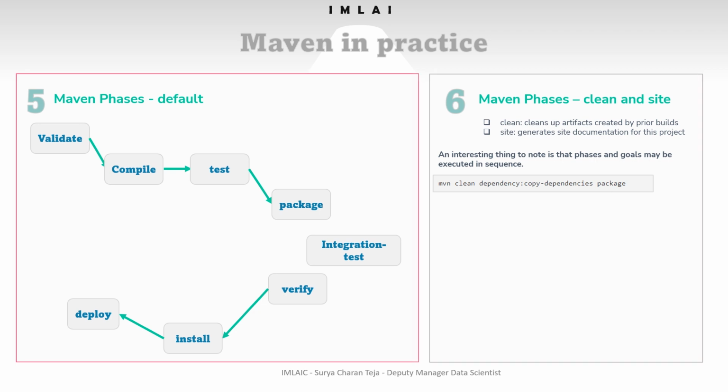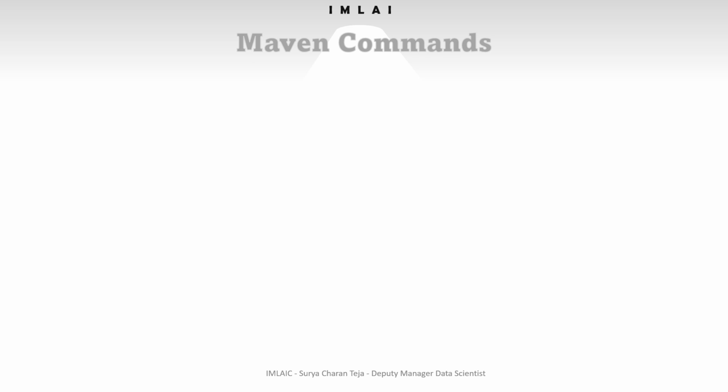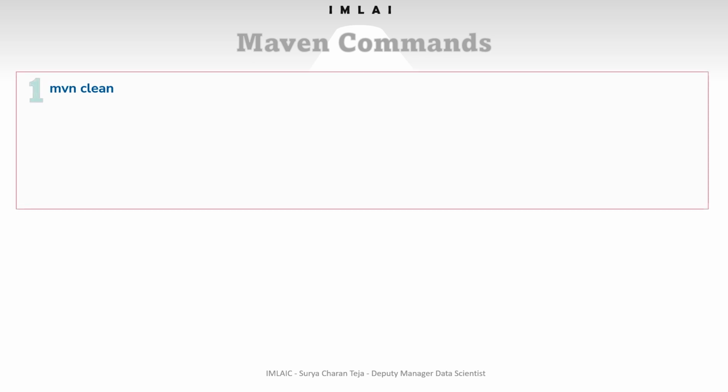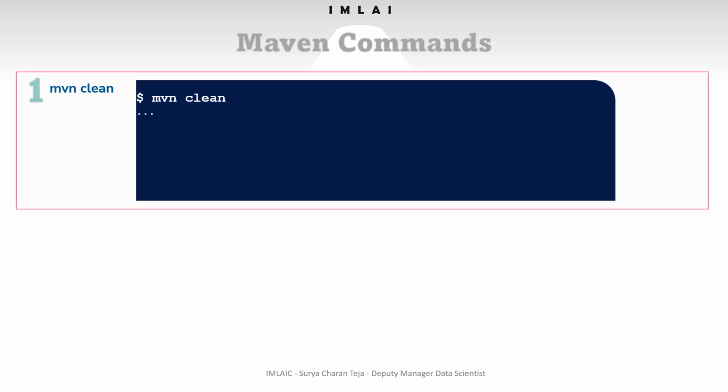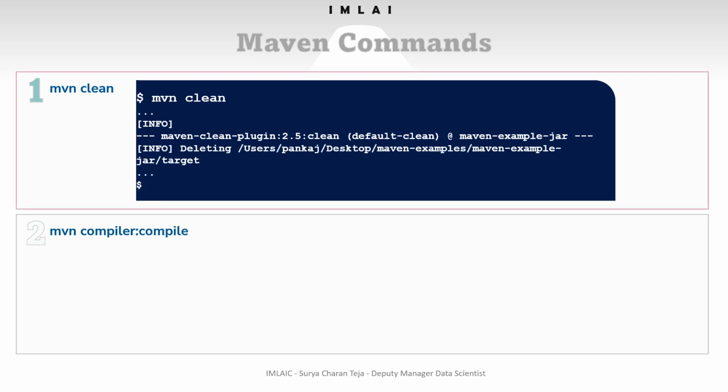If you want to generate the site, use mvn site. This phase generates a site based upon information in the project's POM. You can look at the generated documentation under target/site. We will do all these commands. Okay, so now we'll see some commands. Maven clean we have seen. This could be the output when you give Maven clean. This is what we'll get. Then maven compiler:compile.